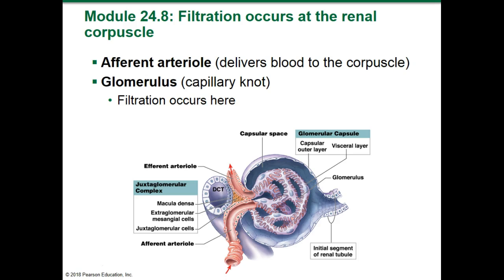Okay, let's look in more detail at the renal corpuscle, or the glomerulus, and the glomerular capsule around it. So here we have the afferent arteriole where we're bringing in the blood. That's where filtration occurs.